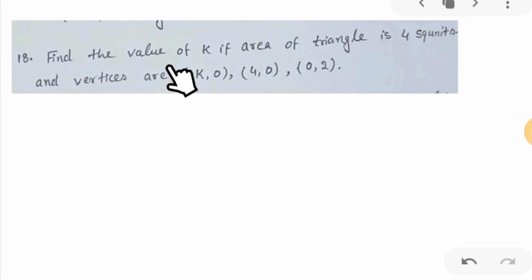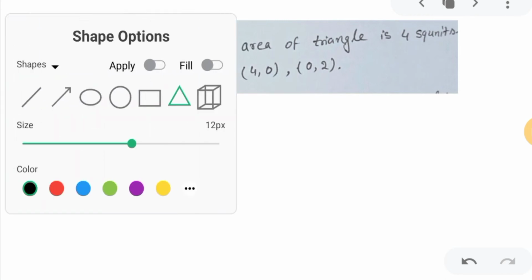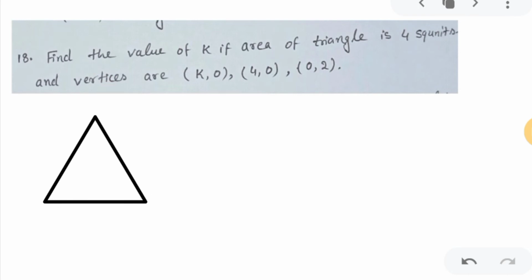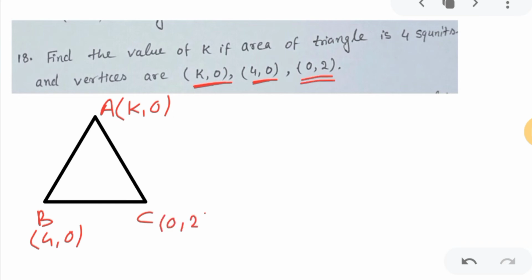Find the value of k. In this question we have to find the value of k if the area of the triangle is 4 square units and the vertices are given. So the question is saying that there is a triangle. Suppose this is a triangle with vertices A, B, C. Point A is given as k comma 0, point B is given as 4 comma 0, and point C is given as 0 comma 2, correct? So these 3 points are given, and the area of the triangle is given as 4 units.